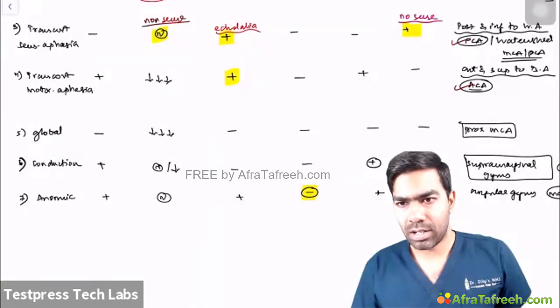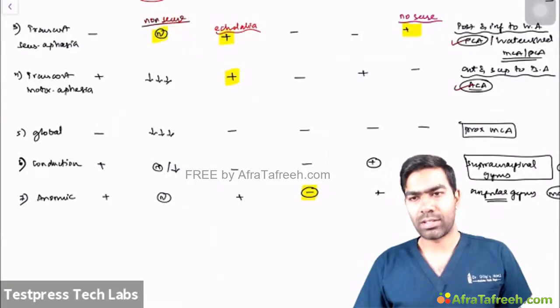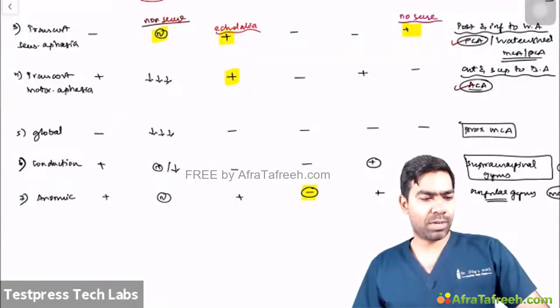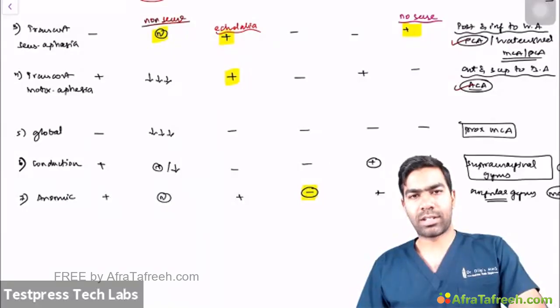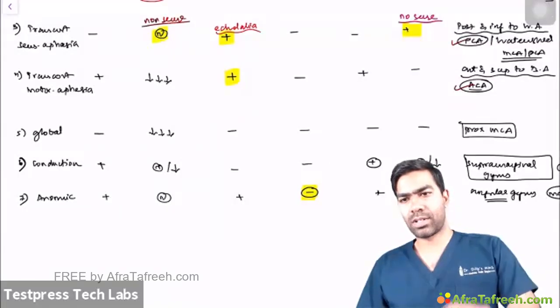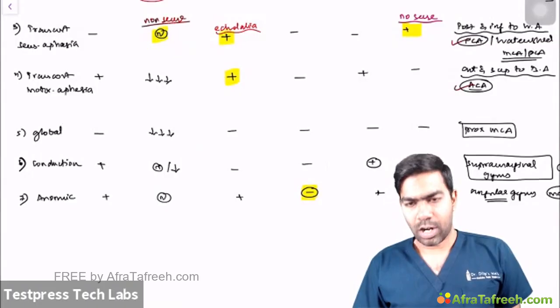The lesion in anomic aphasia is in the angular gyrus. I'll show you, man. This might look very difficult, but once we draw the image, it becomes very simple. It's in the angular gyrus. That is where you get the anomic aphasia.